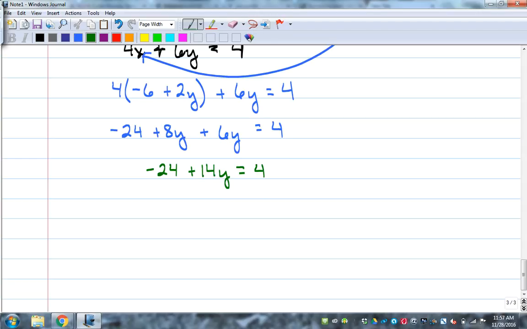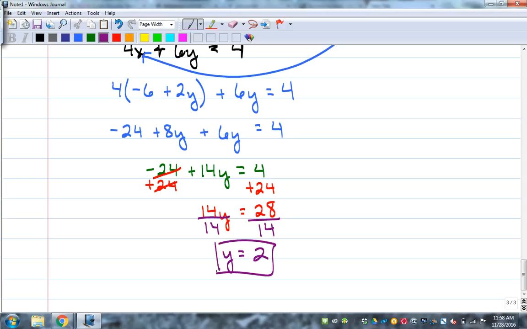Now what? Add 24 to 4. And we can't add those because they are not like terms. 14y is equal to 28. Divide by 14. And 14 goes into 28 twice. So y is equal to 2.